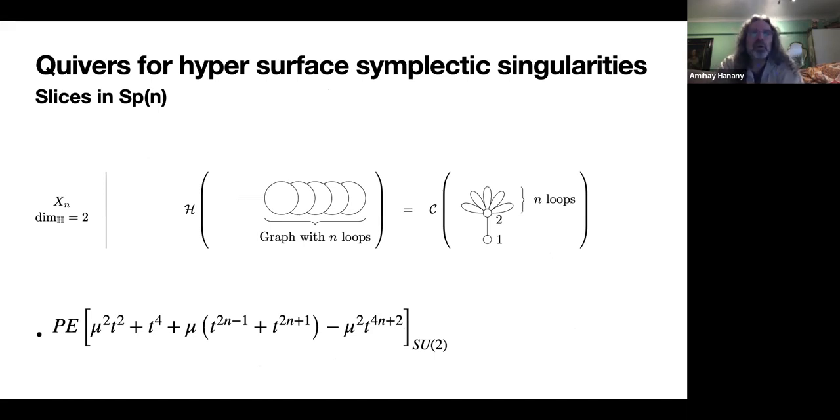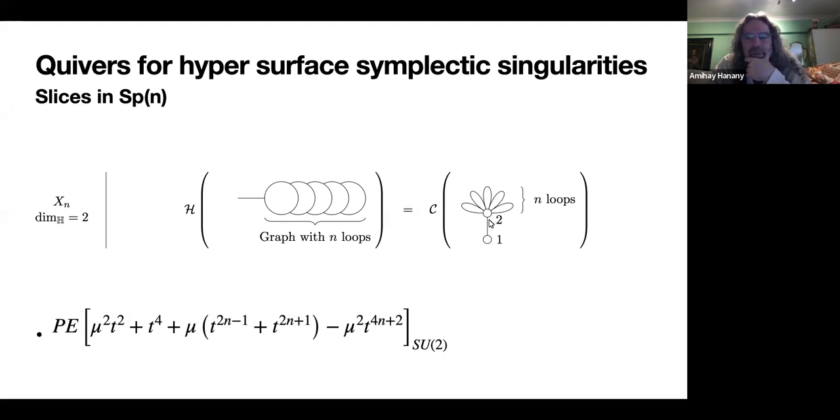So here's the dimension 2 cases. Those turn out to be a family labeled by n. So here there are several representations I can have. So you can take this quiver, 1 and 2, with n adjoint loops for the 2, and compute the Coulomb branch. The Coulomb branch is always 2 quaternionic dimensional. And I can also compute the representation content.